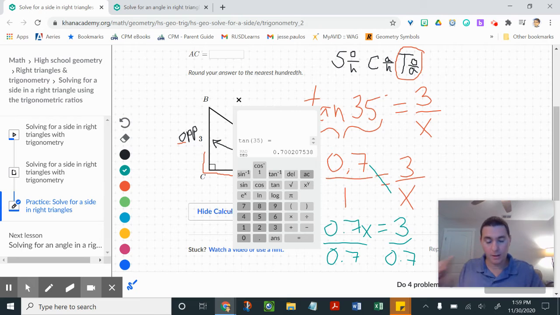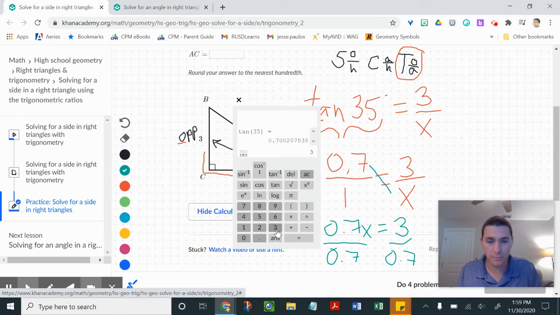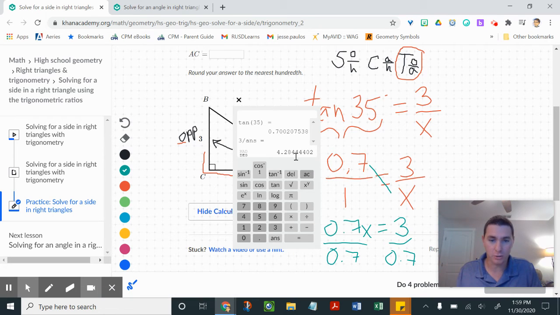Now, on my calculator, I'm going to divide 3. I take 3 and I press divided by. Now I want that whole decimal. I know it says 0.7, but I want the whole thing. So I'm going to press answer, and it's going to plug in here 0.700207538, that whole decimal when I do this. And then I hit equals, and I get 4.2844. So that's what goes for my answer here.